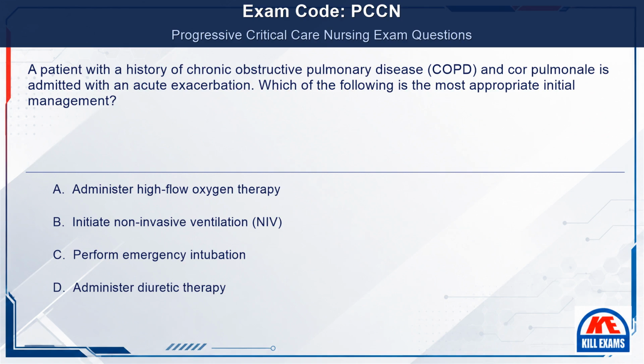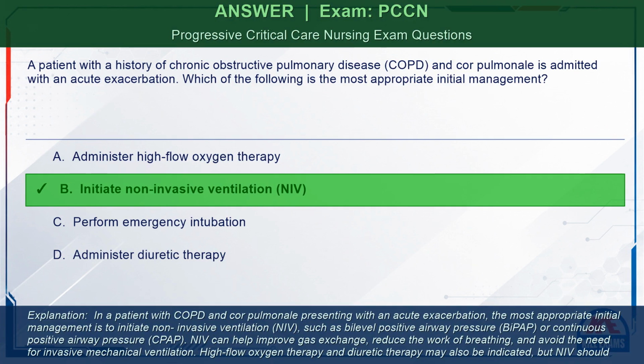Question 8. A patient with a history of chronic obstructive pulmonary disease, COPD, and cor pulmonale is admitted with an acute exacerbation. Which of the following is the most appropriate initial management? Option A. Administer high-flow oxygen therapy. Option B. Initiate non-invasive ventilation, NIV. Option C. Perform emergency intubation. Option D. Administer diuretic therapy. The correct answer is option B.